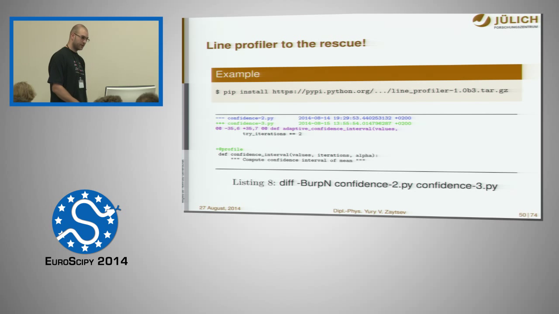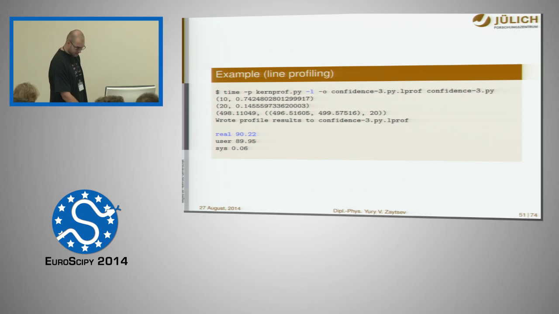The reason why you have to add this decorator is because line profiling takes time. It's slow, and therefore you don't want to profile your complete program. You just want to profile the function that you are interested in, and then move on. The function that I'm interested in is confidence interval. I add the decorator, and then I have to run the line profiler.